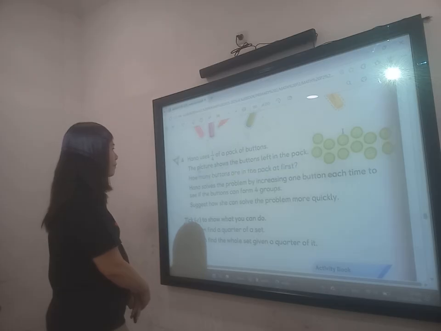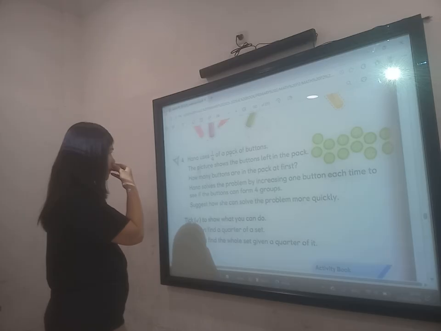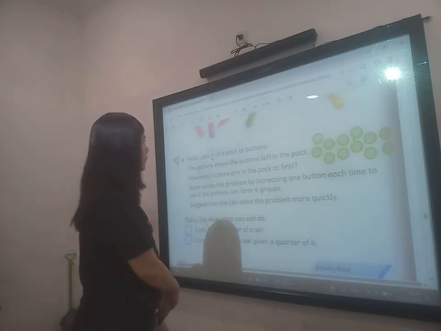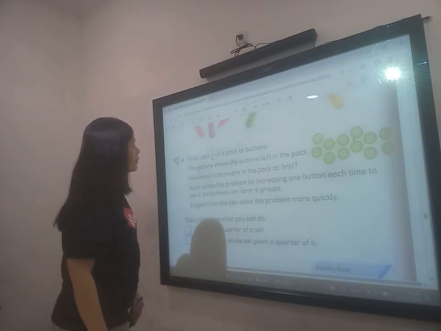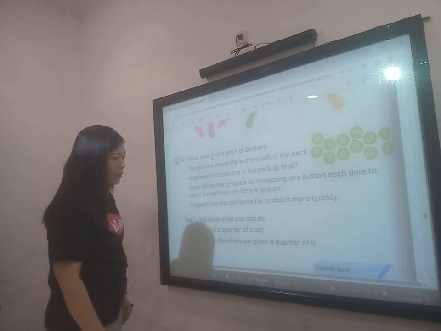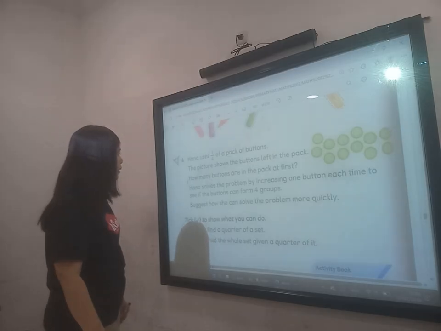Let's say there are 16 buttons here. Then Hannah uses 1/4 of a pack of buttons. It means that Hannah will use 4 of these buttons, and the buttons that are left are just 12, if the total buttons at first are 16.